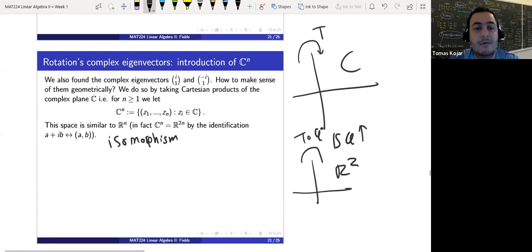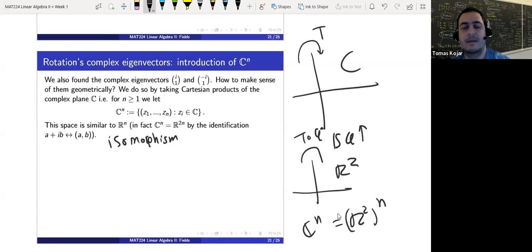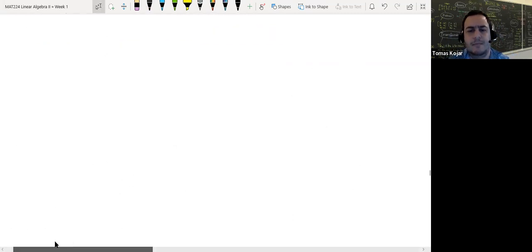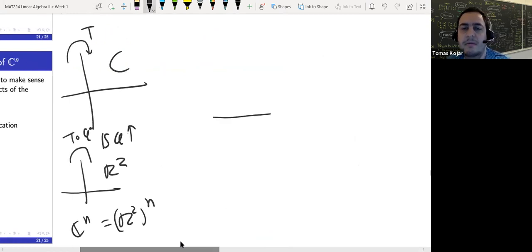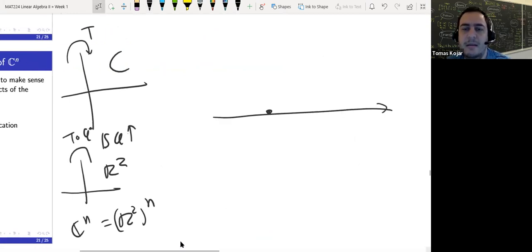All right, so C to the n, each time you're going to take 2 copies. So Cn will be R to the 2n, because each C is equal to the complex plane, okay? In C, some vectors that used to be linearly dependent are not anymore, right? Just to be clear, in R, everything is linearly dependent, right? Because everything falls on the span.